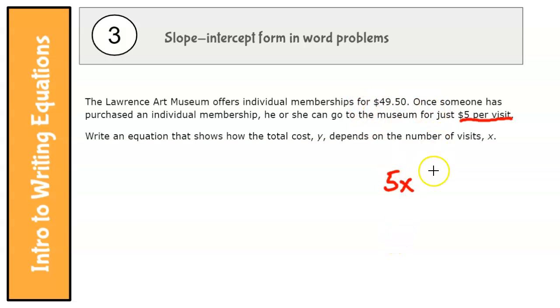And then there's a flat $49.50. That's only happening once. They're only getting charged that once. So that's not multiplied times x. That's just a one-time fee. And then we're going to add 5 times how many times they visited. And that's my equation. So the per goes next to the x. That's the coefficient of the x. And the flat fee is over here in the y-intercept position. Let's look at one more example.